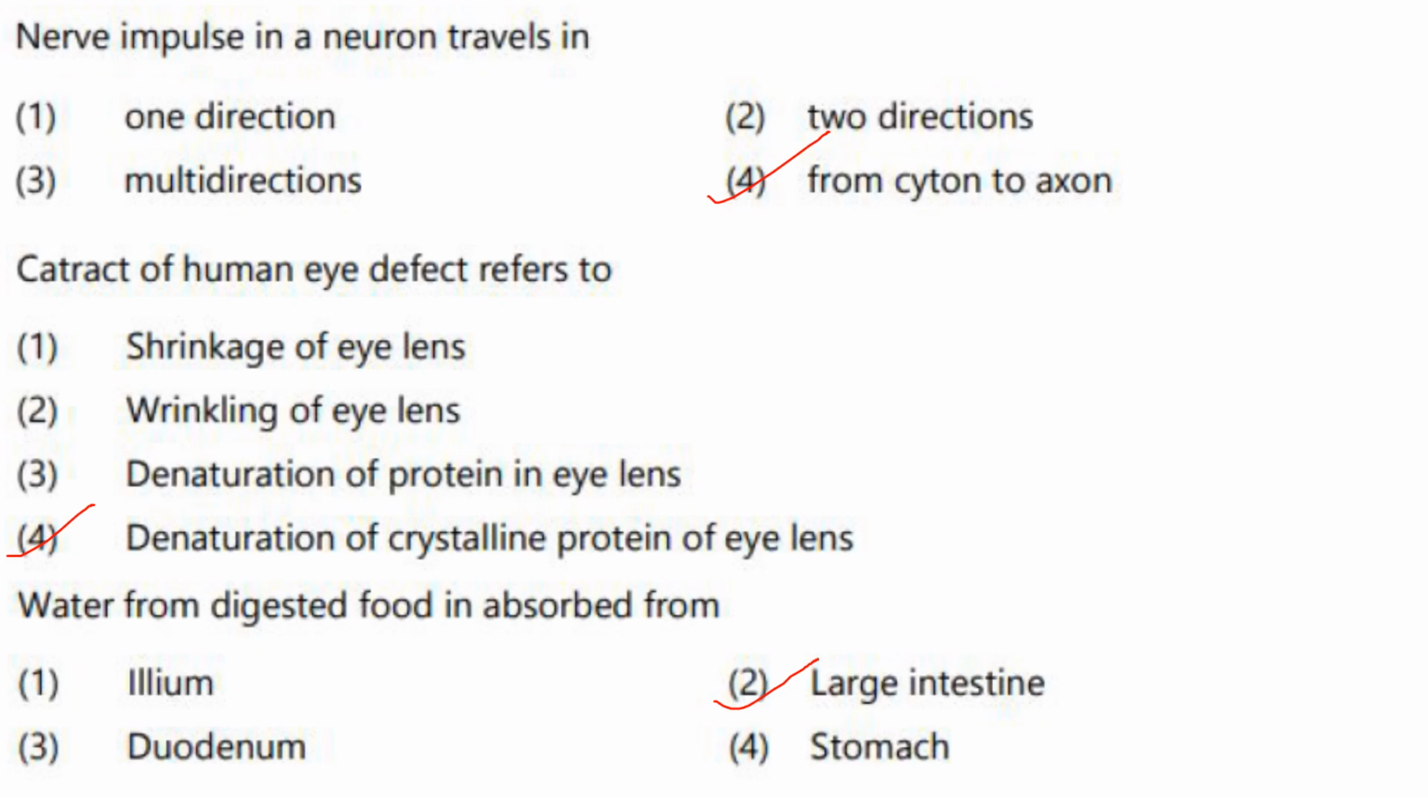Then cataract of the human eye refers to denaturation of crystalline protein of the eye lens. That is more correct. Answer is option 4. Water from digested food is absorbed from the large intestine. Answer is option 2.